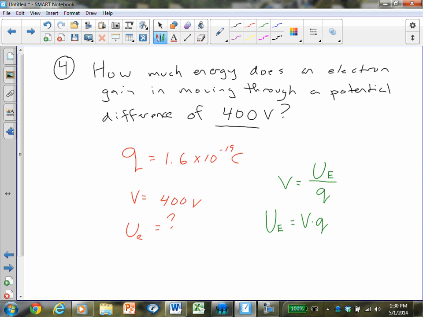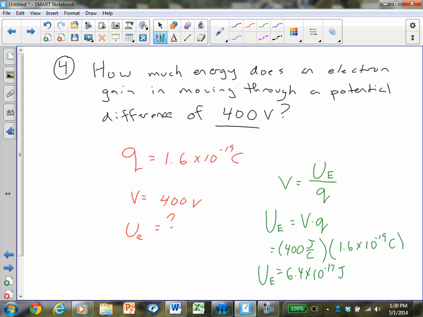So the voltage of 400 volts, which is also a joule per coulomb, and an electron of 1.6 times 10 to the minus 19 coulombs gives 400 times 1.6 e to the minus 19, or 6.4 times 10 to the minus 17 joules. Okay, so that's how much potential energy it gained.